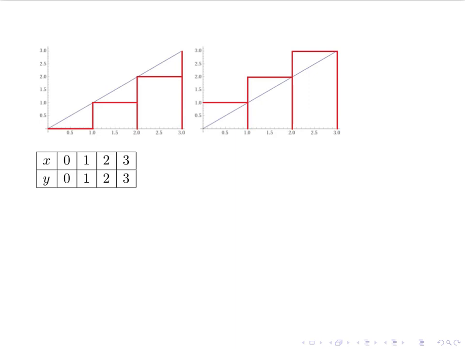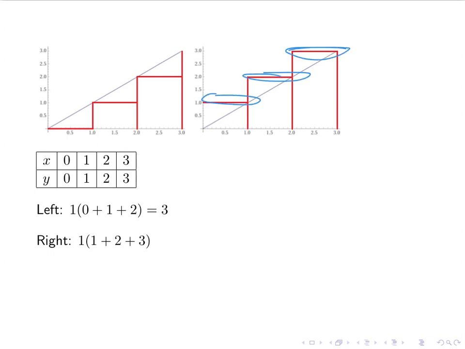Again, if I make a table, y equals x, so my x values are my y values. And for the left, my first height is 0. My second height is 1, my third height is 2, because again, those are the points on the left. And again, I have a width of 1, so each distance is 1. So that's my width, my heights are the 0, 1, 2. I get a value of 3. On the right, again, the width is 1. The heights are now 1, 2, and 3. So I get an answer of 6.